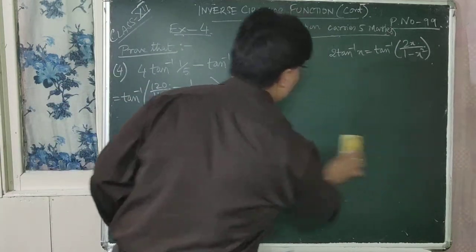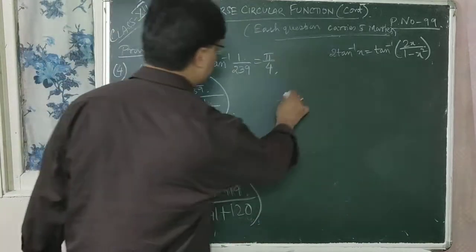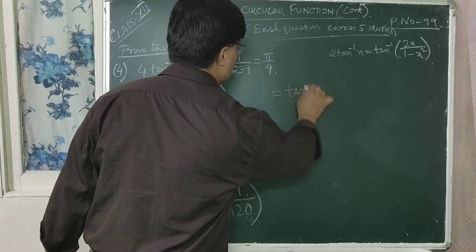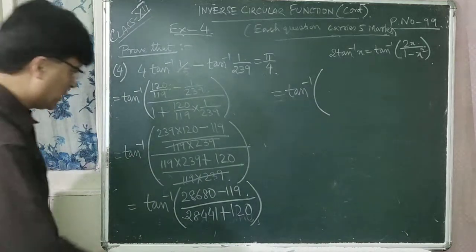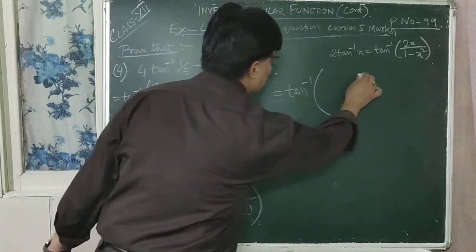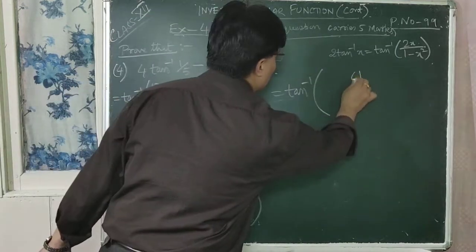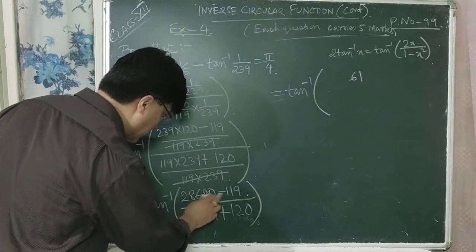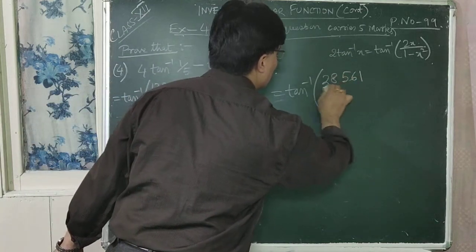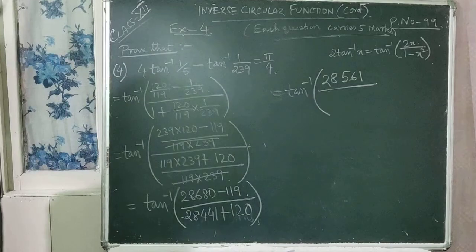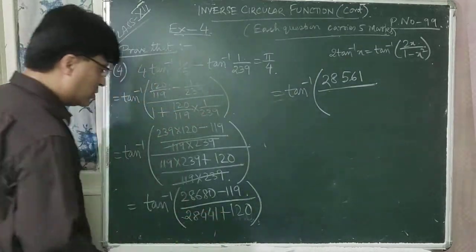So now, let us again simplify it here. It is equal to tan inverse within bracket. Let us subtract it. Now it is 10 minus 9, 1. It is 7 minus 1, 6. This is 6 minus 1, 5, 8, 2. That is 28561. Right? So let us add these two numbers in the denominator.